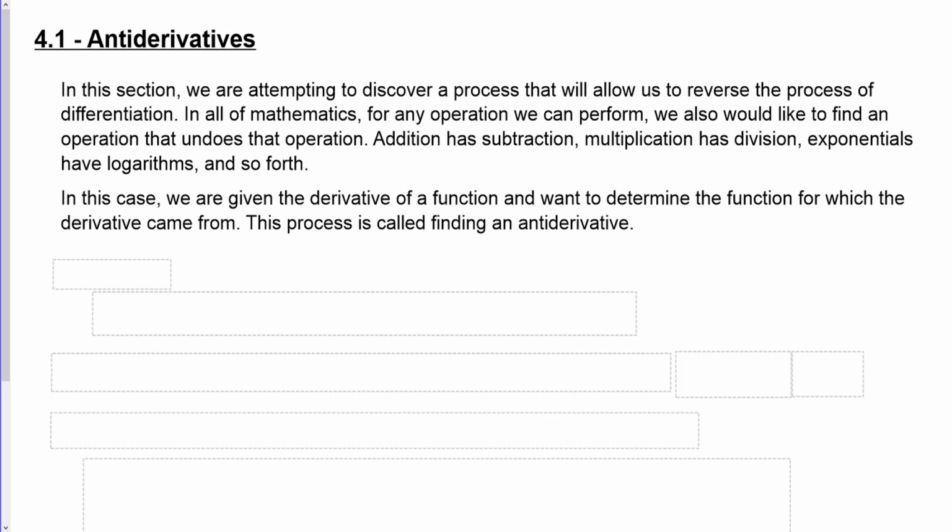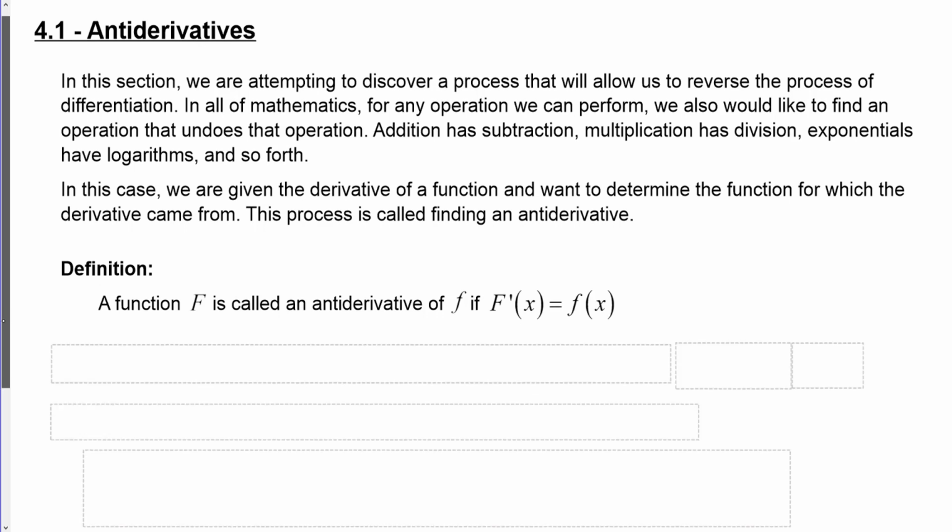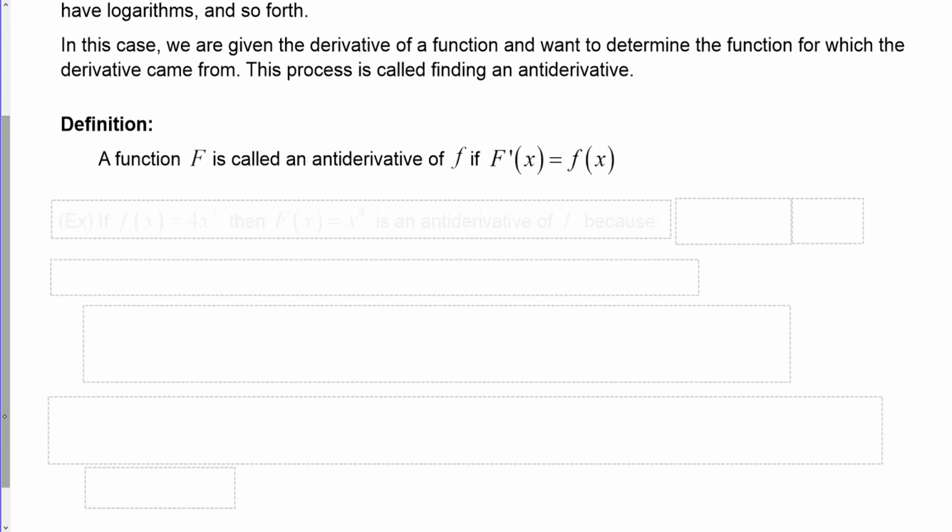But in this case, we're given the derivative of a function, and we want to determine the function from which the derivative came. This is the process of finding an antiderivative. Definition: a function capital F is called an antiderivative of lowercase f if the derivative of capital F is equal to lowercase f. Perhaps that will make a little bit more sense in an example.